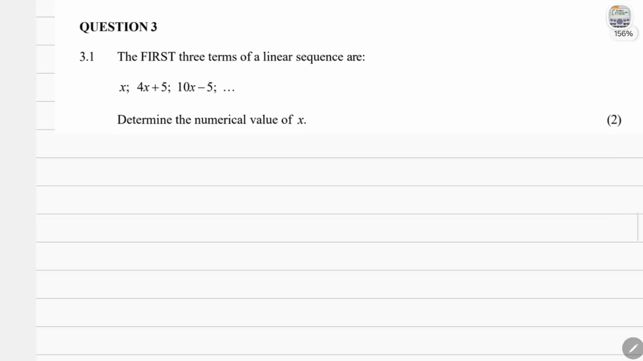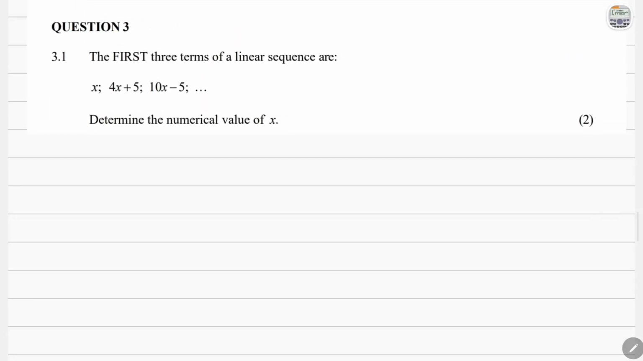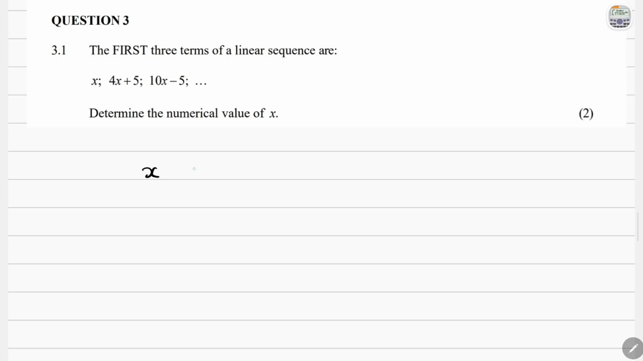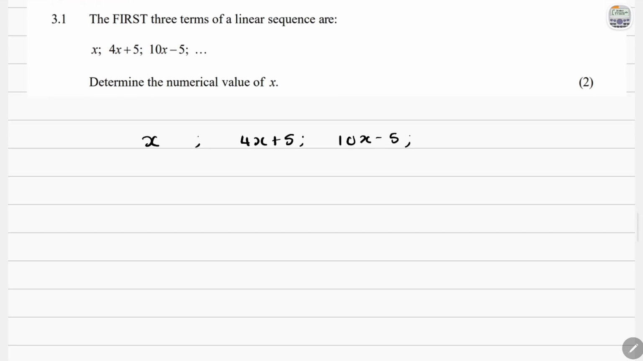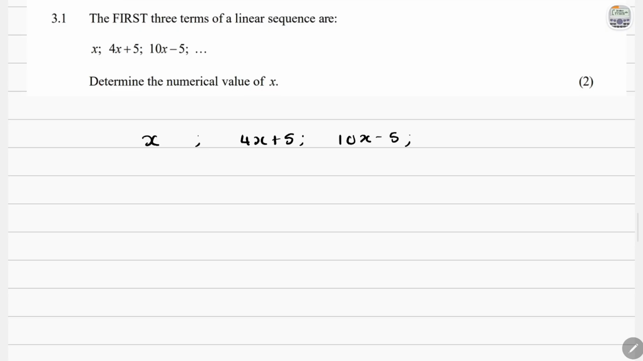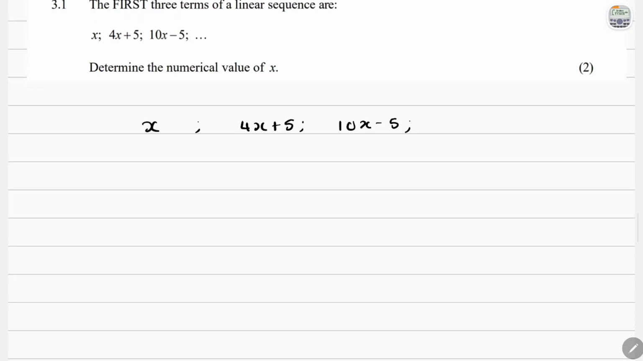Question 3, 3.1 says, the first 3 terms of a linear sequence are x, 4x plus 5, and 10x minus 5. Determine the numerical value of x. Okay, so what do we know about a linear sequence? Well, a linear sequence has a common or constant difference. So whatever you add from x to get to this is exactly the same as what you add from this to get to that next term.